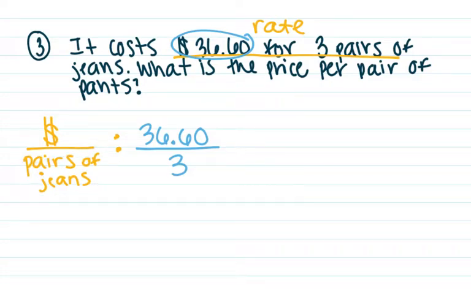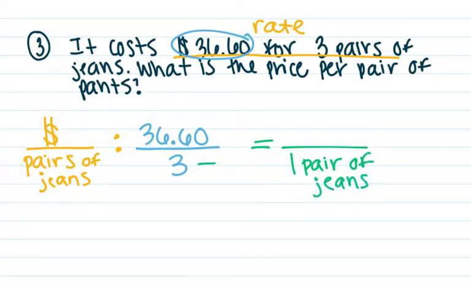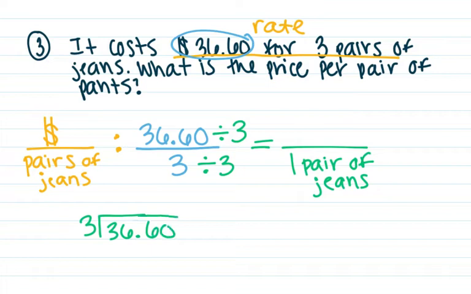And then we are going to find the unit rate, meaning that we're going to find out how much it costs for 1 pair of pants, 1 pair of jeans, okay? To get that 1 on the bottom, I'm going to divide by 3. I'm going to divide by the denominator. That will give me that 1 on bottom. Now, to keep everything fair, to keep everything equivalent, I am also going to divide my numerator by 3. Going to do some scratch work down here so we can figure out what that answer is going to be for 1 pair of pants.